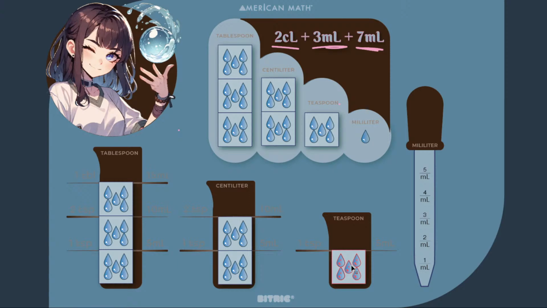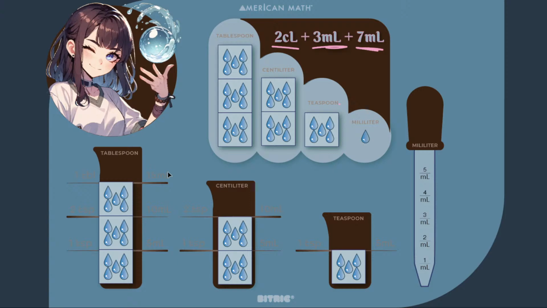2 tablespoons make up an ounce, but that's too far ahead. So yeah, right now we have a tablespoon, 1 centiliter, and 1 teaspoon. Spot on. That is 100% correct. And how many centiliters do we have in this? Centiliters. In our case, we have 3 centiliters.